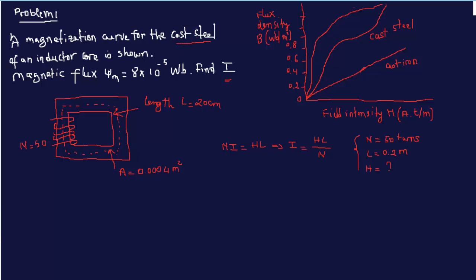Essentially, I'm going to go to the graph that's given. We have a graph that's B in terms of H, so naturally I have to find H from the graph. I pretty much have a formula for B. B is equal to phi, or omega, I don't know which, but it's the magnetic flux over the area.